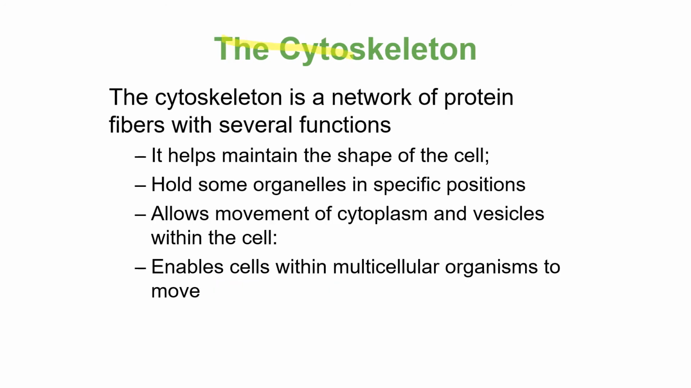Then we've got the cytoskeleton, which is a network of protein fibers. It maintains the shape of the cell. It may hold organelles in a particular place. It can allow movement of vesicles within the cell, and in some cases it's going to enable the cell to move. So that's the cytoskeleton. It is made up of 3 different kinds of filaments, and we'll get to that in the next mini lecture. So this is the last slide of the cell mini lecture C.